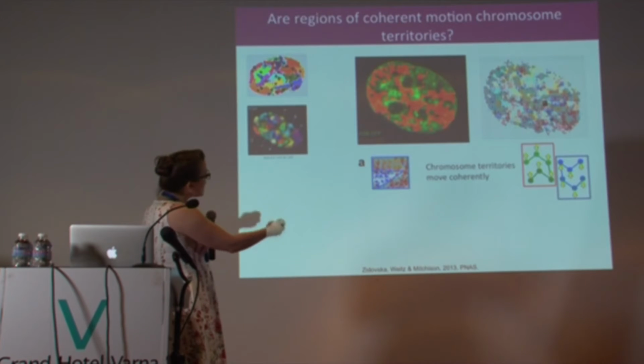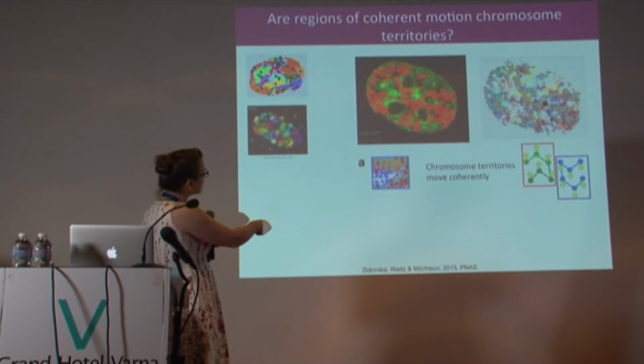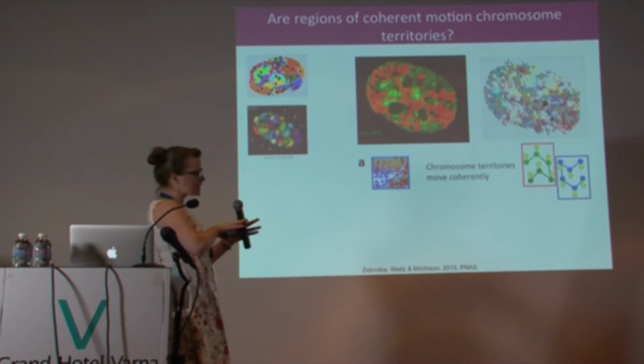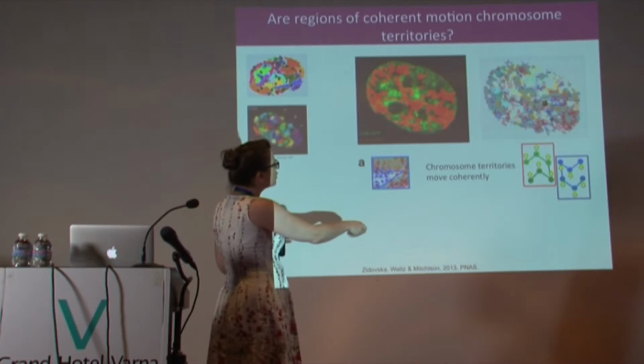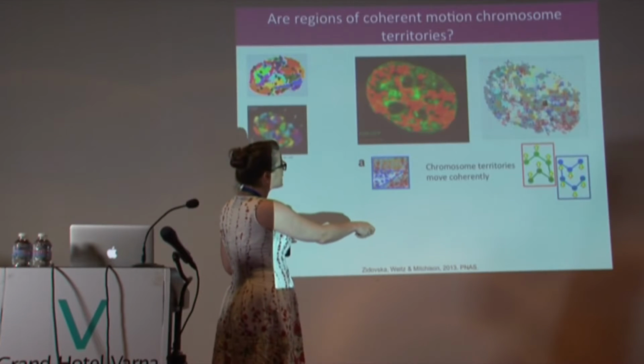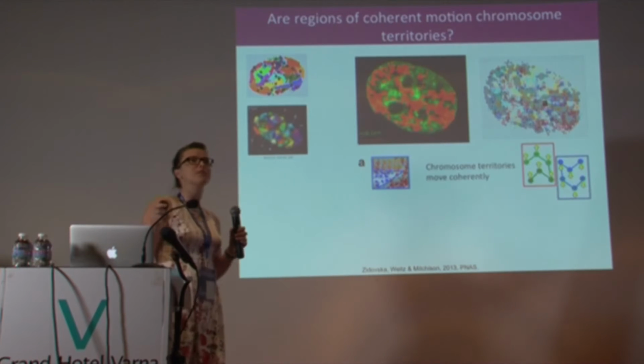We find in some cases, certainly as here, you have the gray region, white region, gray region, and the blue line is the boundary. We find that these pass each other, so two territories definitely passing each other. That would be the green chromosome passing the blue one. However, this is very rare.